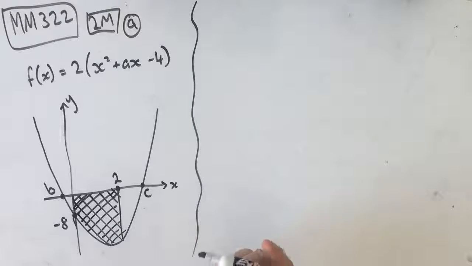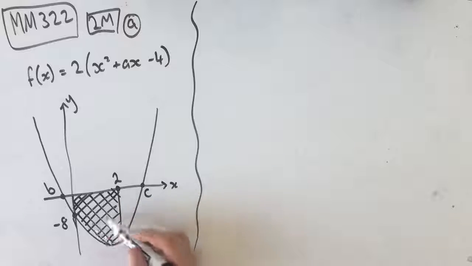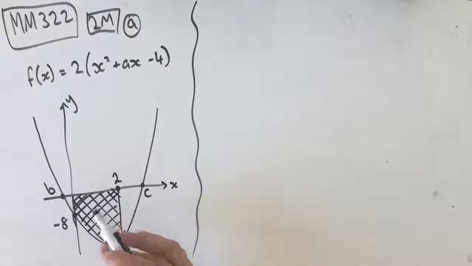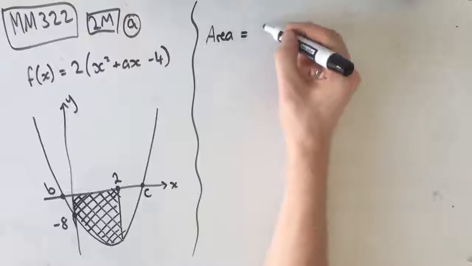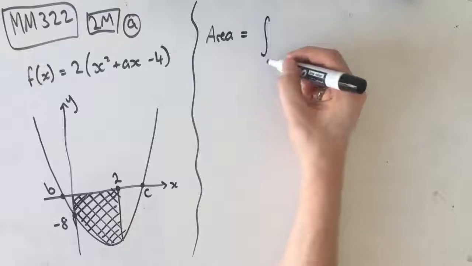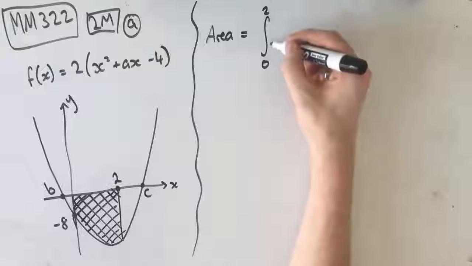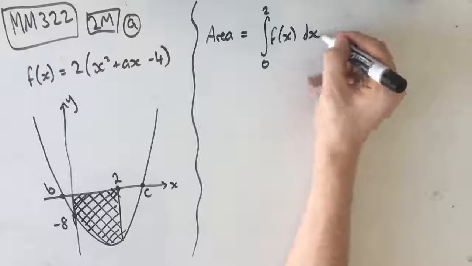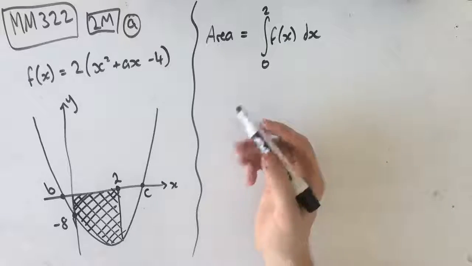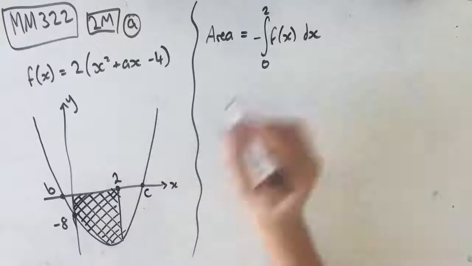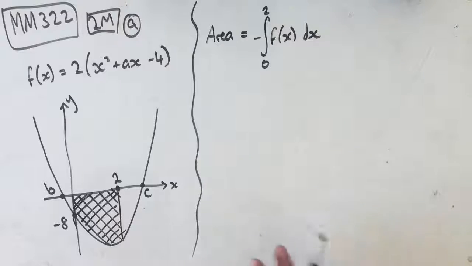Alright, awesome. So, because this area is below the x-axis, it's going to come out as a negative integral, okay? Which means that normally we would write that our area is equal to the integral from 0 to 2 of f of x, right? But this is going to give us a negative value because it's below the x-axis. But we want a positive value because area needs to be positive. So we're going to put a negative out the front here, and that's going to make this whole thing positive, okay? We're allowed to do that. That's what we should do.